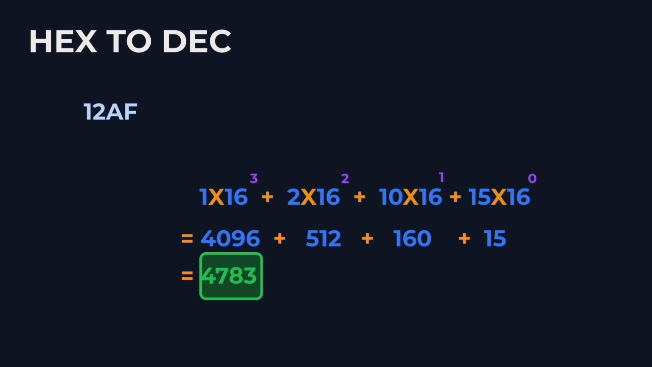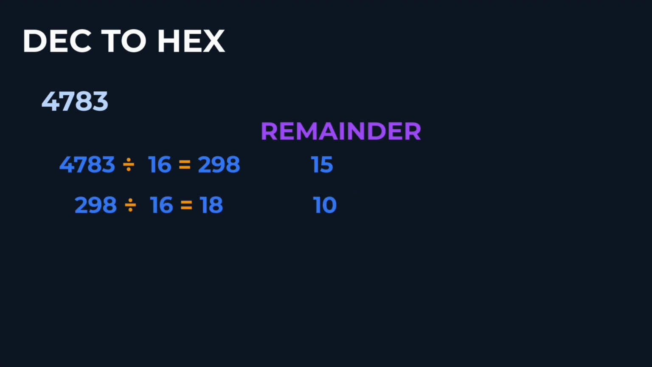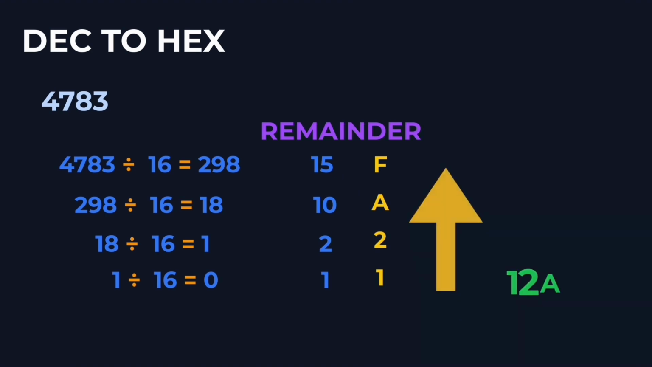Now let's convert decimal back to hexadecimal. To convert a decimal number to hexadecimal, we continuously divide the number by 16 and record the remainders. Let's convert 4783 now. Divide 4783 by 16 repeatedly and note the remainder at each step. If a remainder is greater than 9, convert it to its hexadecimal equivalent. Finally, read the remainders in reverse order, meaning the last remainder becomes the first digit.